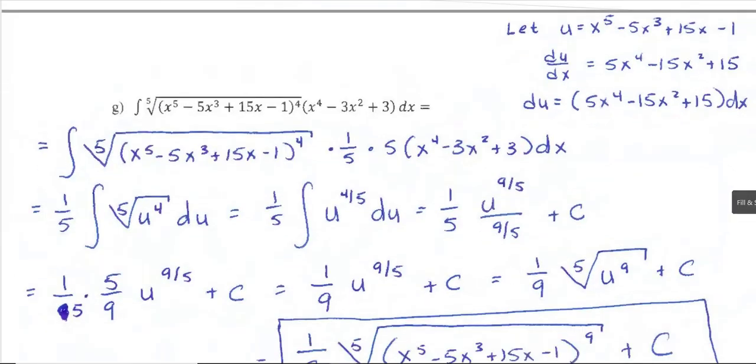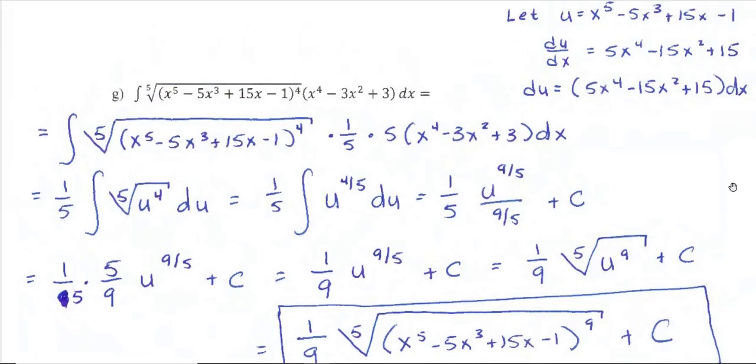All right, let's do another example here. Here we have integrating the fifth root of x to the fifth minus 5x to the third plus 15x minus 1 all to the fourth times x to the fourth minus 3x squared plus 3 dx.